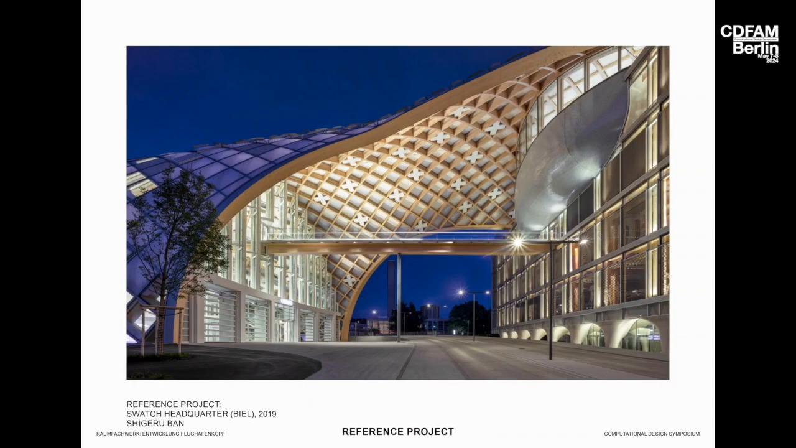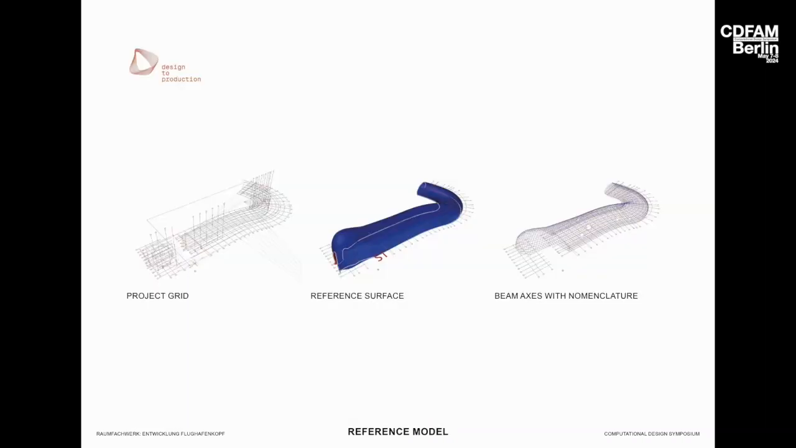As a reference project, in order to explain the process, I have taken the Swatch roof of the headquarters in Biel. It's a project by Shigeru Ban, and it is quite close to our grid shell of the skylight. So we start with the project grid, as we are also doing that, and we have a reference surface. And that reference surface is based on curves, which have a minimum number of control points. And that surface is actually the base of all subsequent modeling.